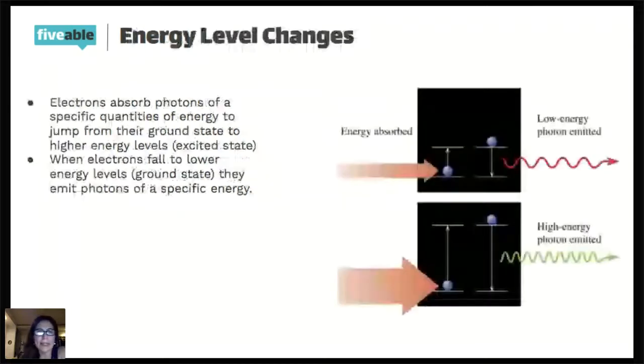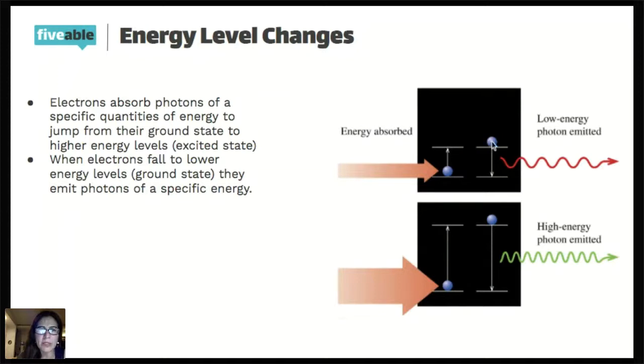Okay, so why is this important? If electrons in an atom absorb photons of certain quantities of energy, they use this energy to jump. These lines are energy levels inside of the atom. So if they're in a particular energy level and energy is directed to them, the electron uses this energy to jump to a higher energy level. Okay, and then the original level of the electron is called the ground state. If you move it to a higher energy level, now it will be in an excited state.